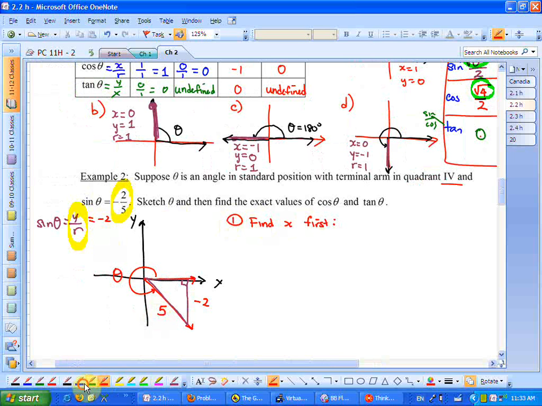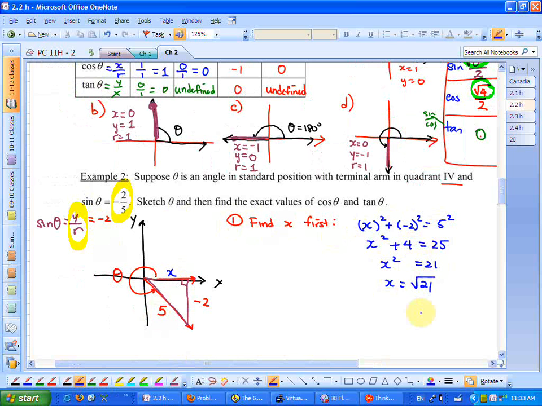Be careful which one you use for the c value. Leave it in root form. So x squared plus 4 equals 25. X squared equals 21. What's x then if x squared equals 21? Let's give it to me in root form. It's just nicer that way.